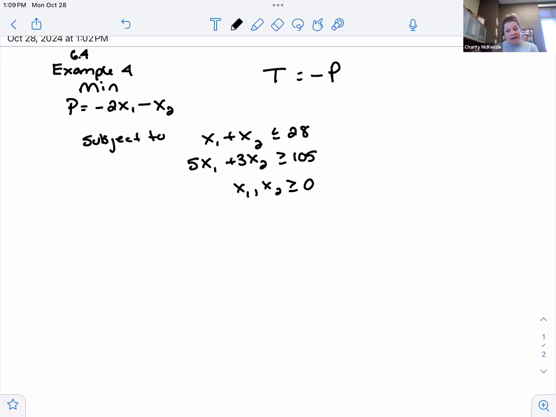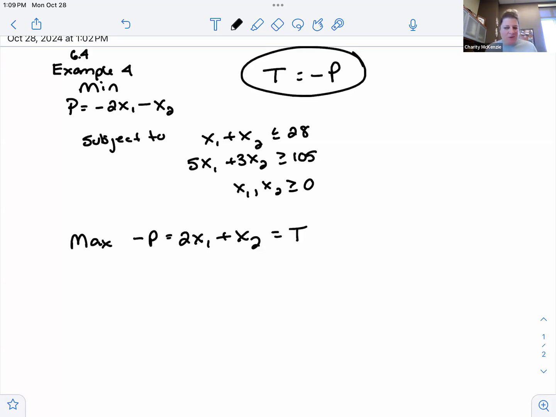So right now it's minimize. So what we're going to do is maximize, think of it as negative p. So that would become 2x1 plus x2 instead of the negative 2x1 and the negative x2. So we're switching those signs. This equals t. That's what they use. I always use cost, but cost and p are the same, but we'll just use the t that they show in the note packet, which is fine.